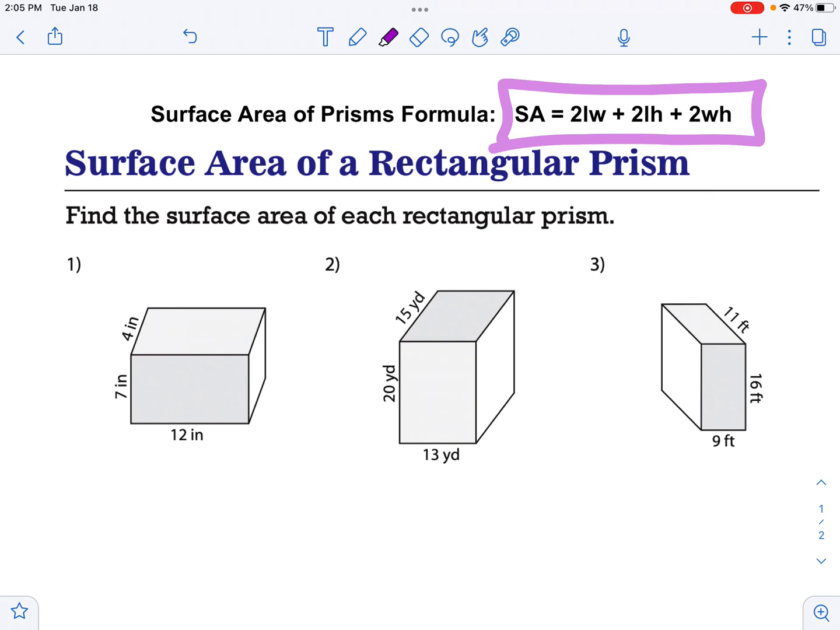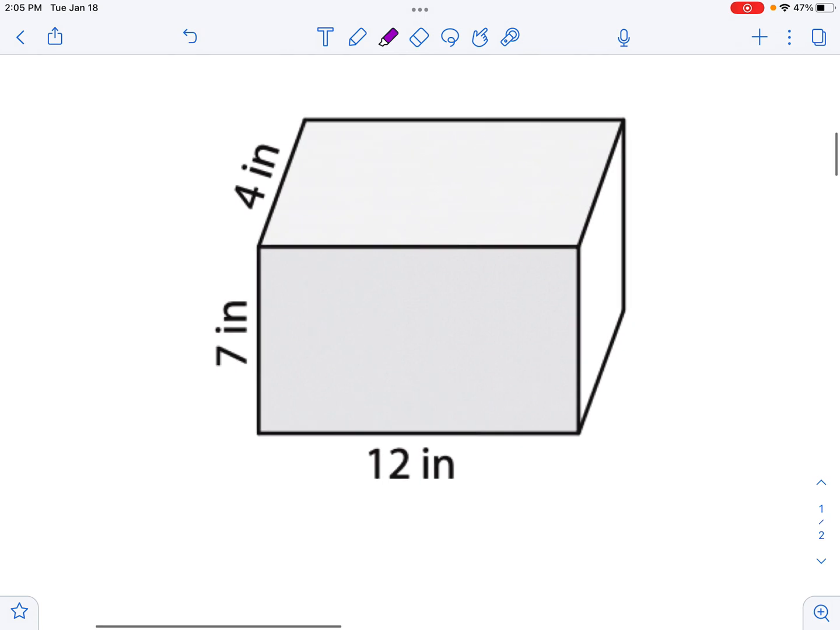So let me give you an example. Look at number 1 here. I have 3 numbers. You're going to label them with an L, a W, and an H. It doesn't even matter which one's which. So I might call this the length, this the width, and this the height. It doesn't matter what you call them. You're going to come out with the same answer. So the first thing you're going to do is give every one of your 3 numbers a letter: a length, a width, or a height.